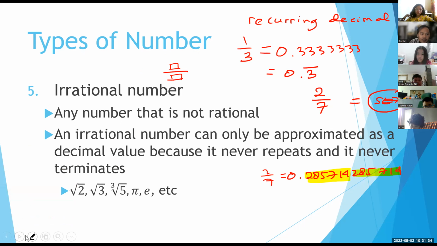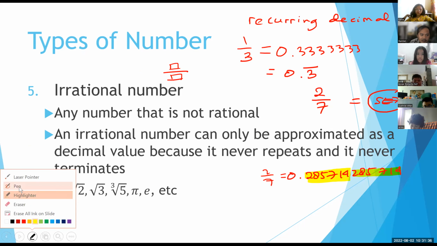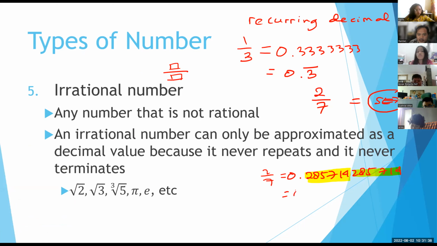So I can write this down as 0.285714, and then I put a line on the top of this. Which means that the number will repeat again and again forever. Okay, so this is what we call a rational number. We can call it a rational number because it repeats. Okay, now let's go to irrational numbers.